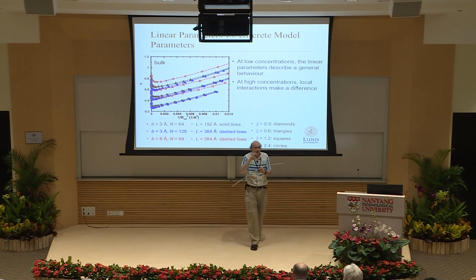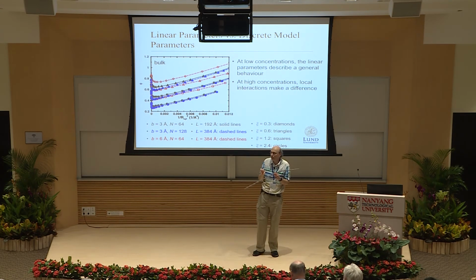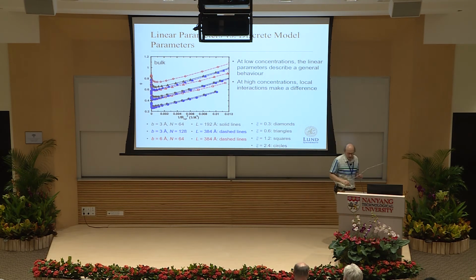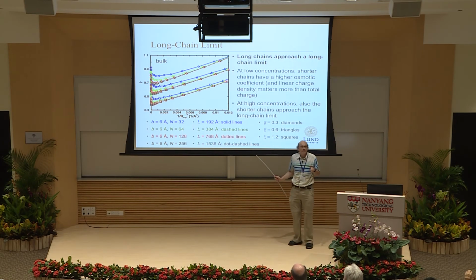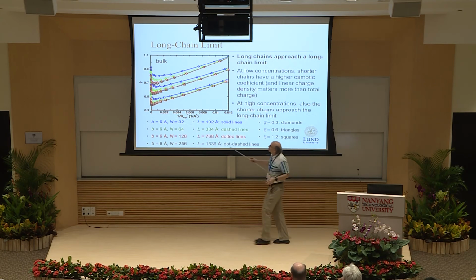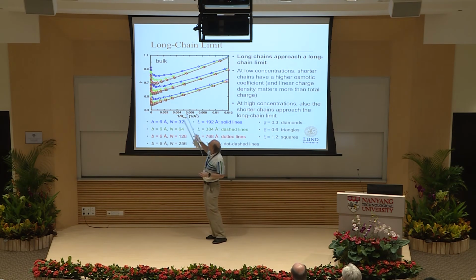So at high concentrations, local interactions start to become important, and then it becomes important exactly how you have constructed the chain as a coarse-grained model, or any model, in any case. I didn't mention that, but also with experiments, what you see is that there's a long chain limit. There's also an old empirical rule that longer polyelectrolytes have the same behavior, and we see that they all sort of converge to some long chain limit.